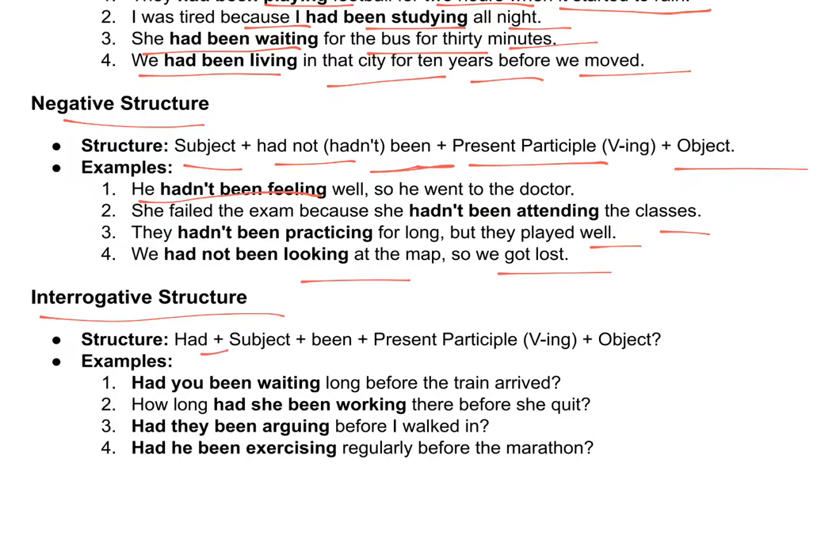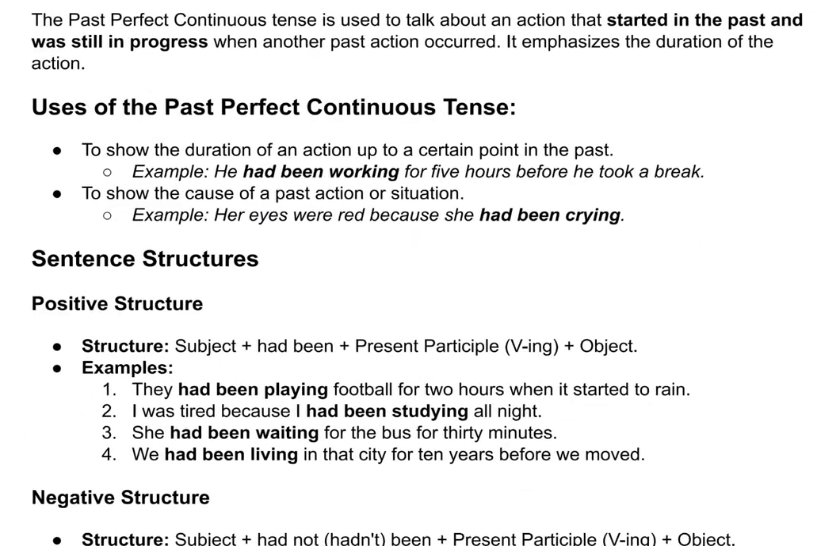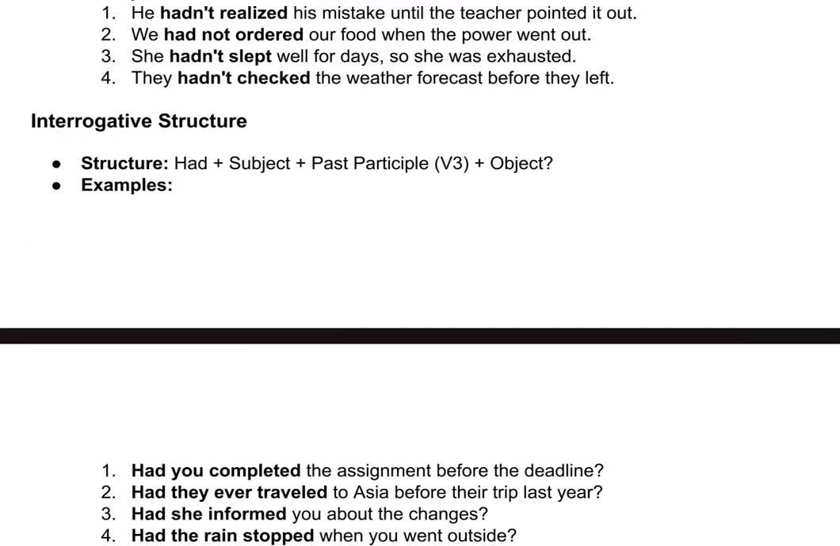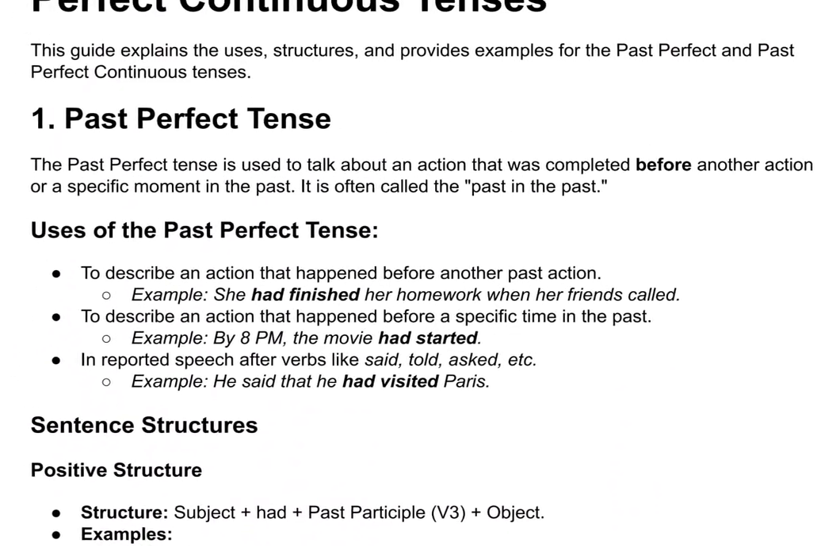Interrogative structure: had plus subject plus been plus present participle, verb ing form, plus object. Example: had you been waiting long before the rain arrived? Question mark. How long had she been working there before she quit? Question mark. Had they been arguing before I walked in? Question mark. Had he been exercising regularly before the marathon? So this is all about the past perfect tense and past perfect continuous.